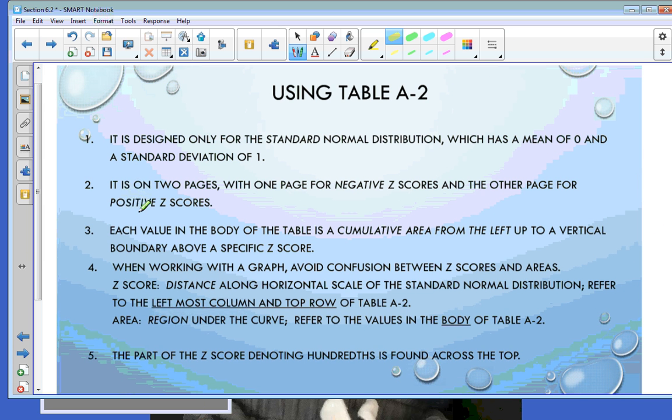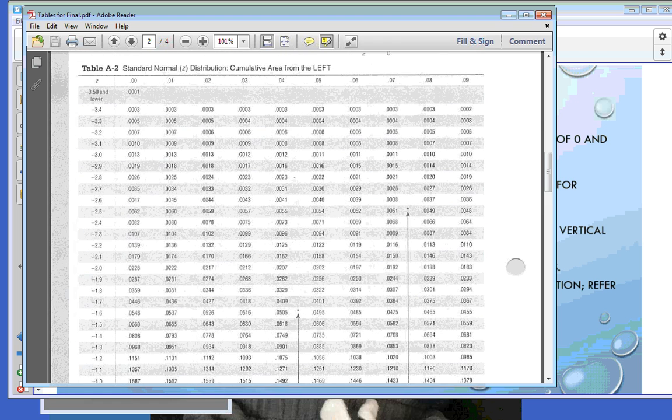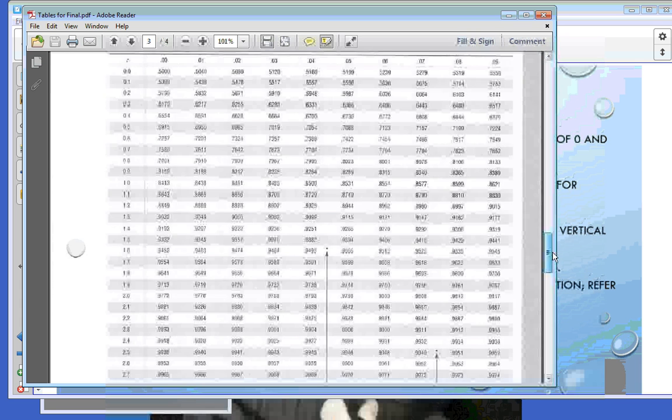So we talked about using that table already. We just want to make sure that you understand that there is one page for negative z-scores and another page for positive z-scores. So I can bring that table up again. There's my negative z-scores, and notice that it shows me that they're coming from the very end to z. On the next page are the positive.